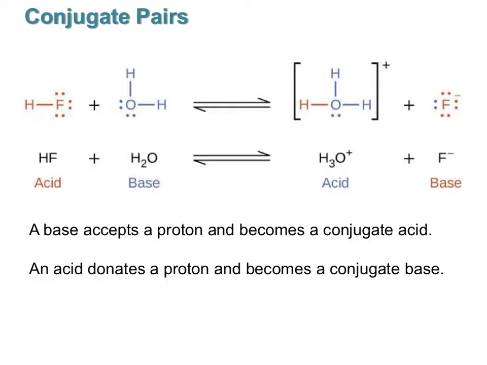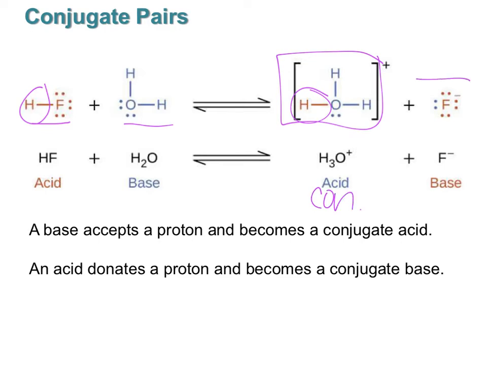Here is another example. We have HF acting as an acid, and then H2O acting as a base, accepting protons. So here you can see that H2O accepted that proton coming from the acid, and now it is a conjugate acid. And then the base over here is now just the fluoride ion in solution, and it is the conjugate base.